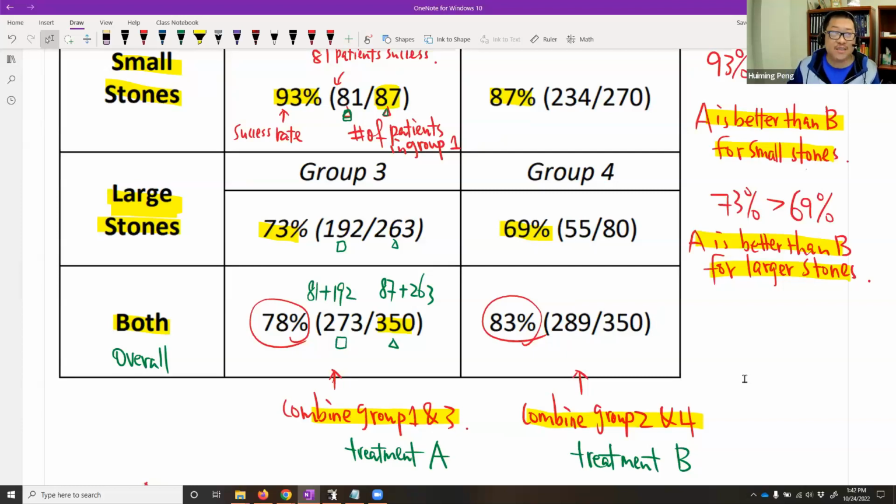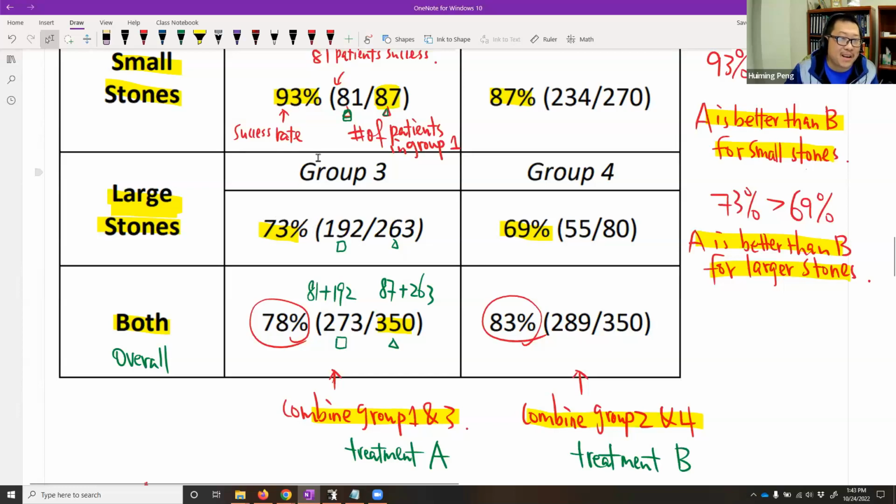It is. But these are not just numbers. Remember, it's an average. This is an average, and this is another average. Average of average. Do you think we can get the overall average that way? No. This 78% is not the average of 93 and 73.